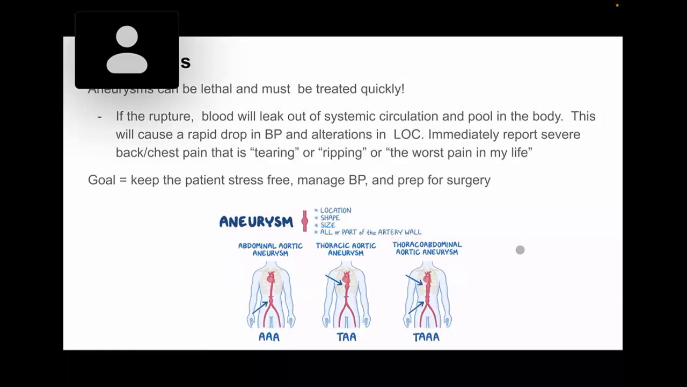We classify them based on where they are. Abdominal aortic aneurysm is obviously more in the abdominal area. Thoracic, that is upper chest. And sometimes patients just have two, and that's really not good.